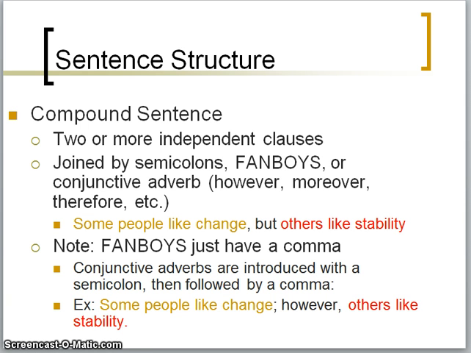Take a look at this example. Some people like change, but others like stability. The FANBOY but is joining two separate sentences. Some people like change, and others like stability. FANBOYS will just be preceded by a comma, but a conjunctive adverb has to have a semicolon before it, then the transition word or conjunctive adverb, and a comma that follows it. That punctuation setup is important on tests like your ACT test, so take note of that if you would.